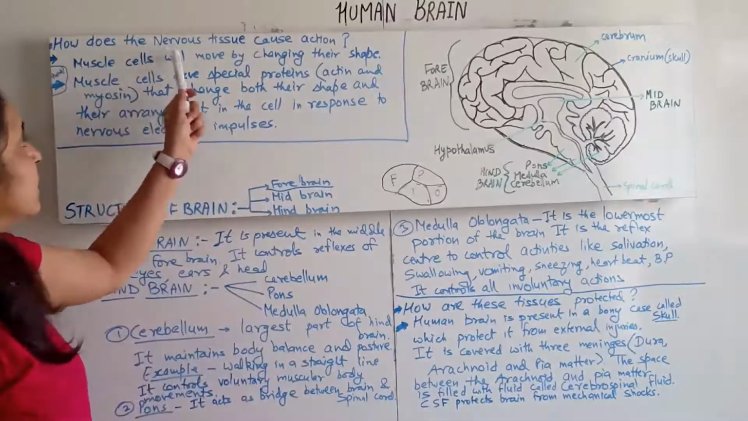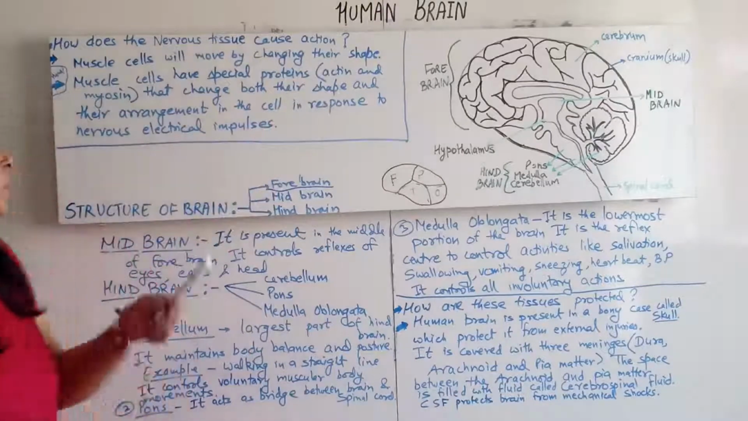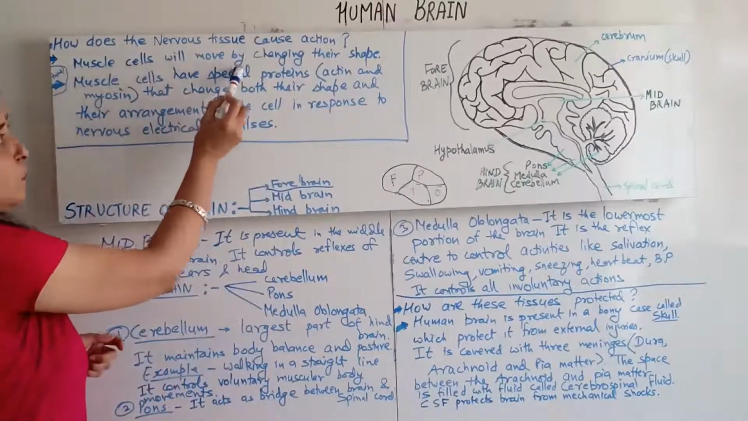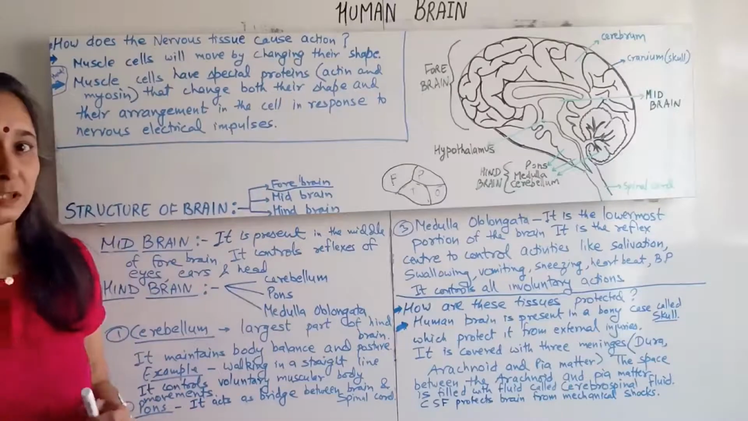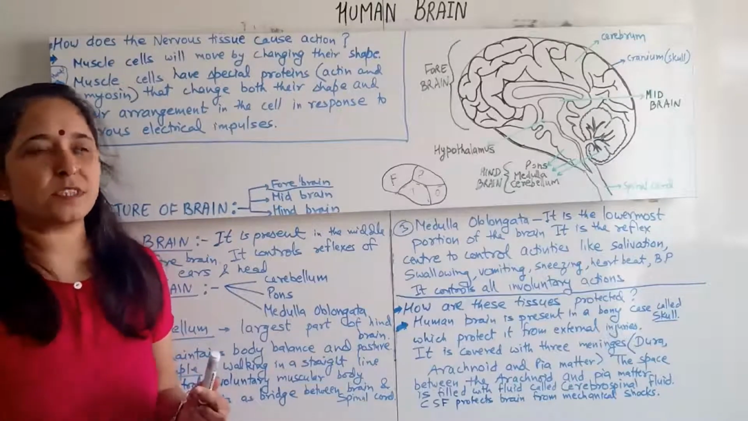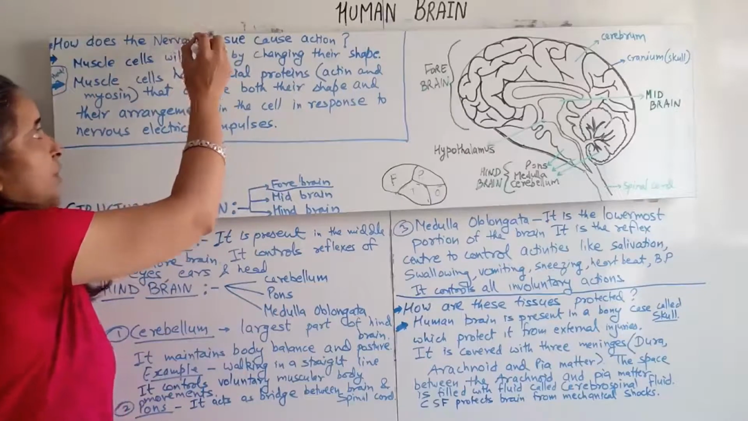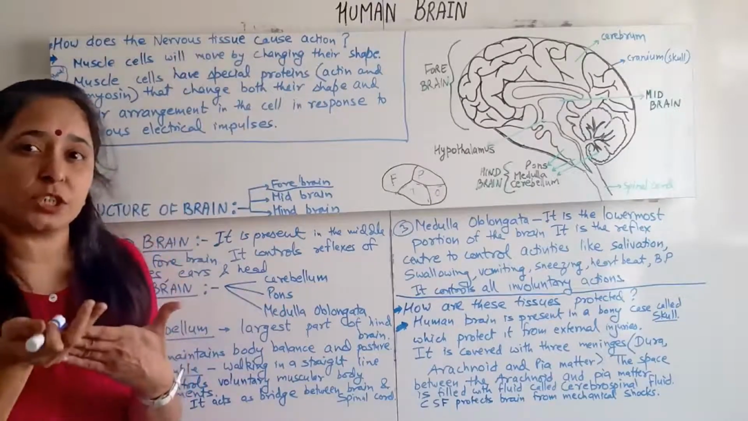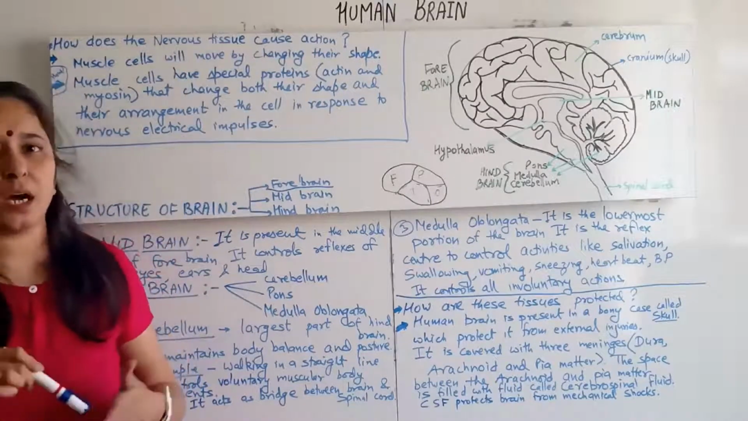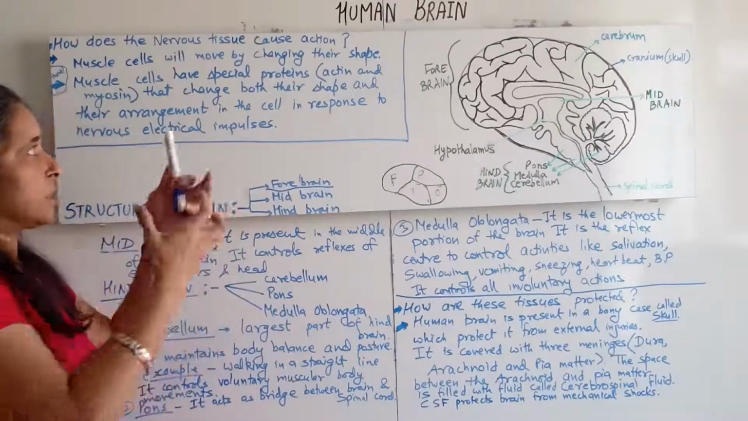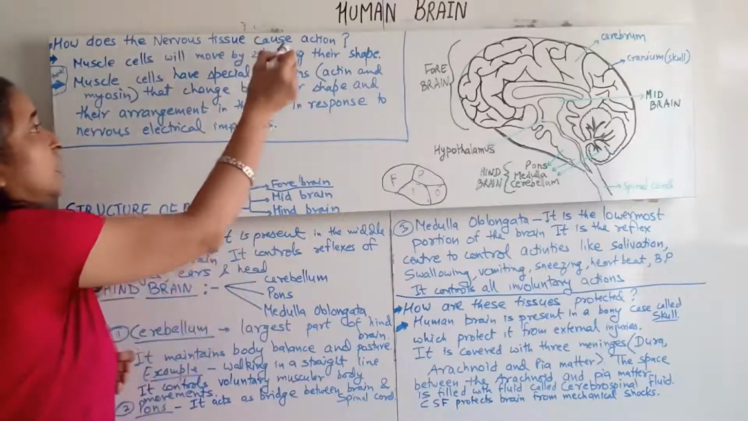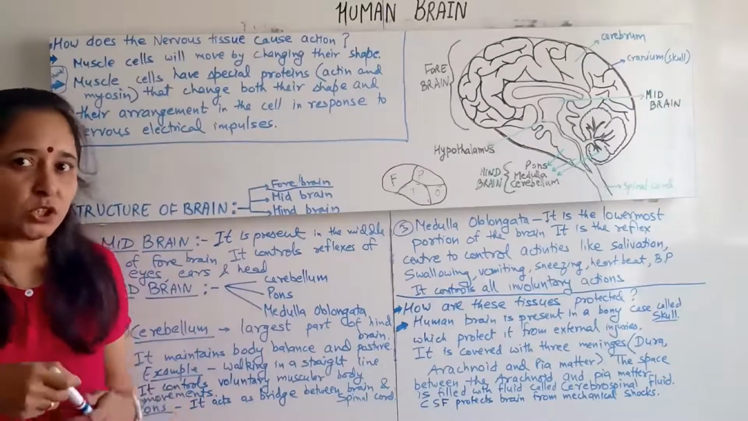Now how does this nervous tissue cause action? Muscle cells will move by changing their shape. As soon as they get the nervous impulse, that is the electrical impulse from the nerve, with the help of the neuron, nervous tissue, they change their shape, and then the movement occurs. In the case of animals, muscles, how do they move? Now how do they change the shape?